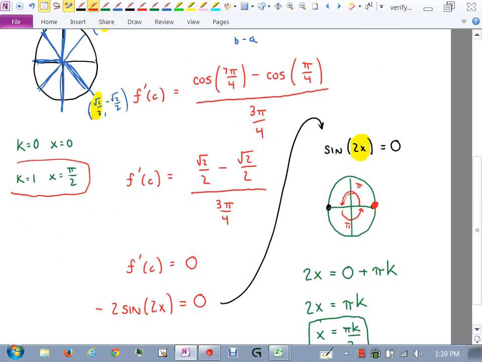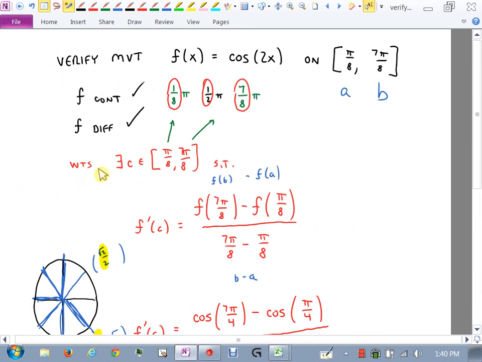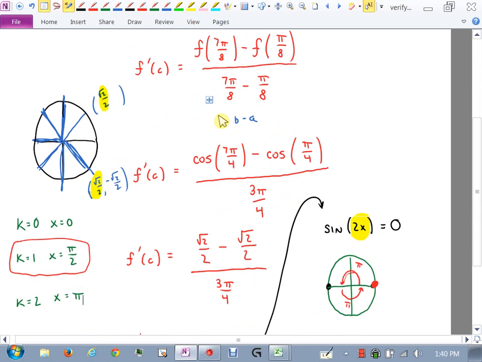Is it the only one? Well, let me try k equals 2. If I plug in 2, what do I get? X is pi. Does pi live in here? Well, pi means 1 pi, doesn't it? And 1 is bigger than 7/8, so that wouldn't work, right? 7/8 is too small. So the only answer we have is at pi over 2.